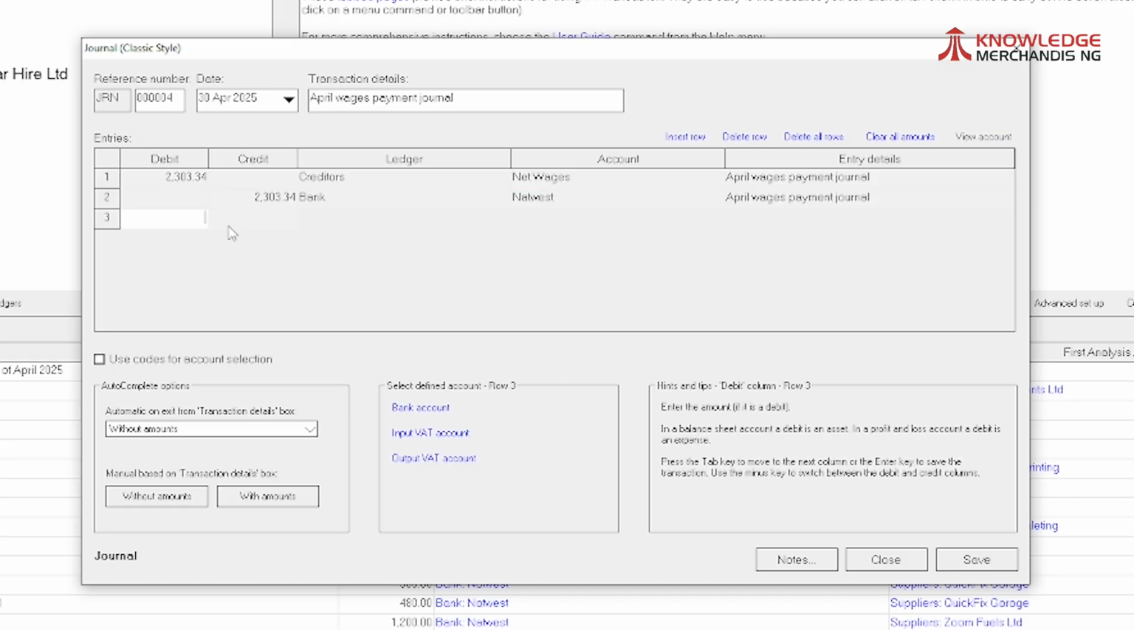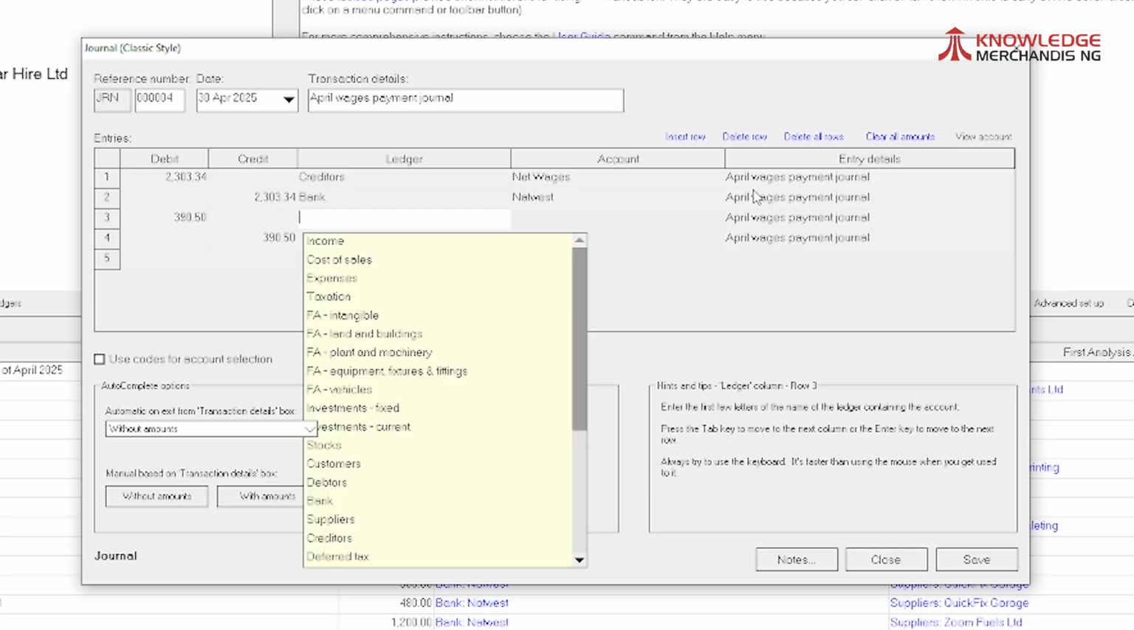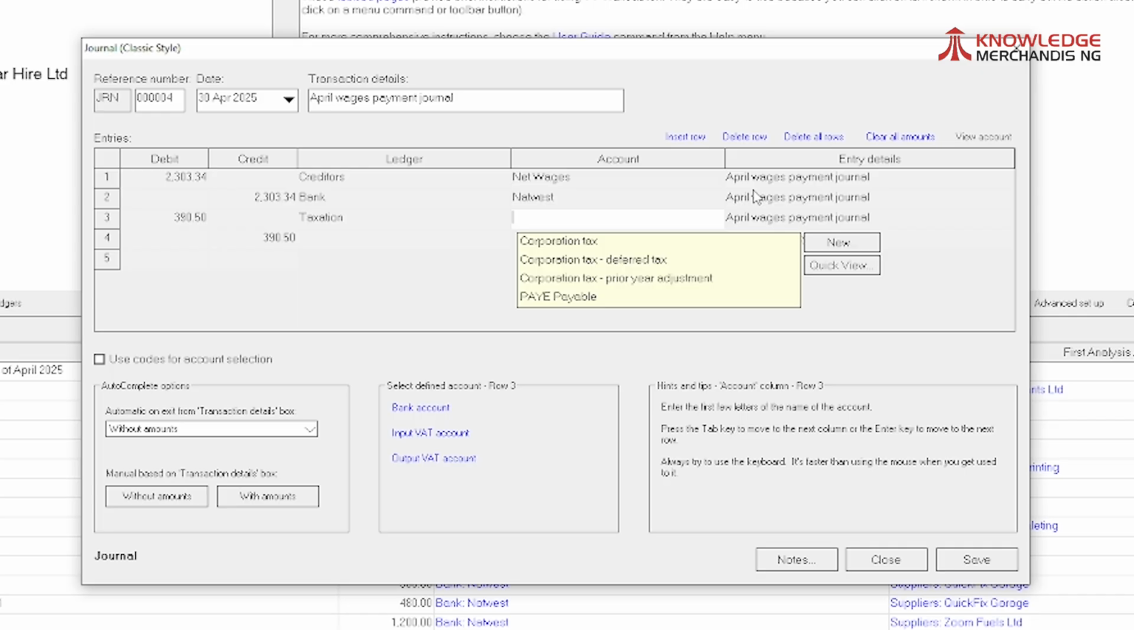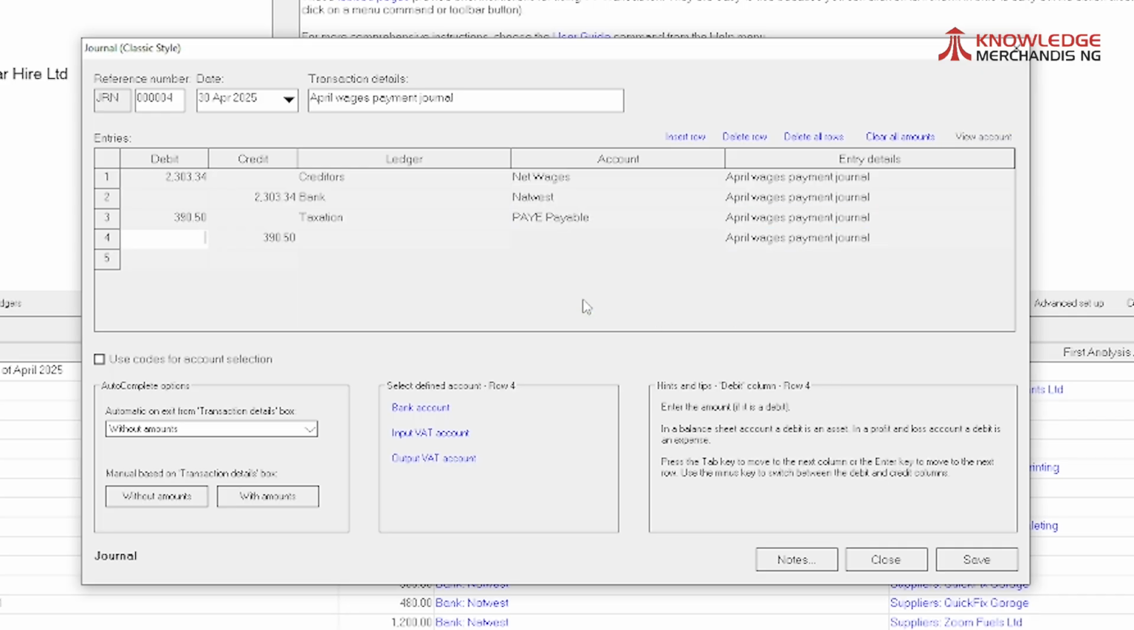Again, we also need to pay our PAYE, so it is 390 pounds and 50 pence that we have to pay in taxations, that we credited in the payable accounts. So we are reversing that back because we paid it, and the 390 pounds is going out of our bank also.